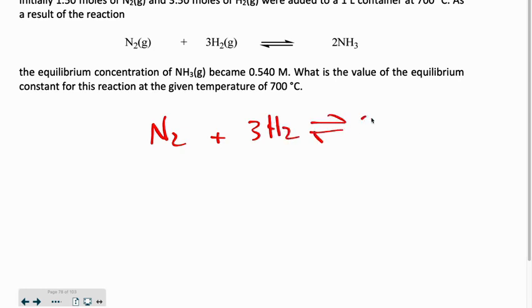This is my reaction here. By the way, some people call this the ICE table. They call this the reaction and then do the ICE table. So here is my ICE table. So if I'm setting up my ICE table here, you notice that I have 1.5 moles of N2 in a 1 liter container.